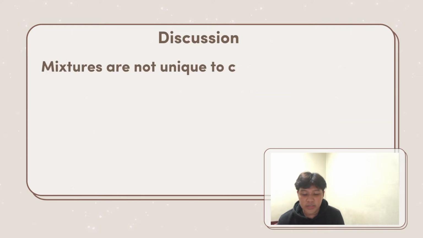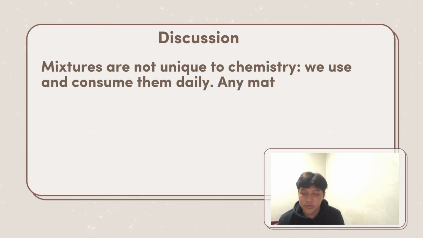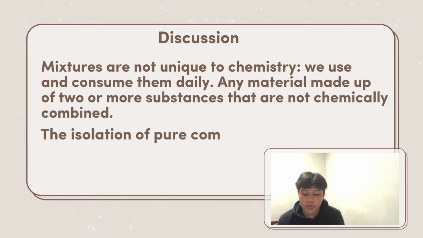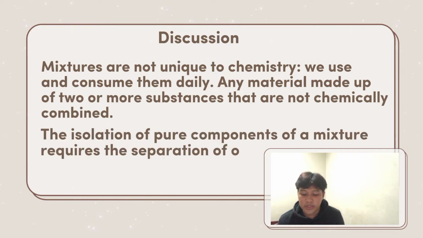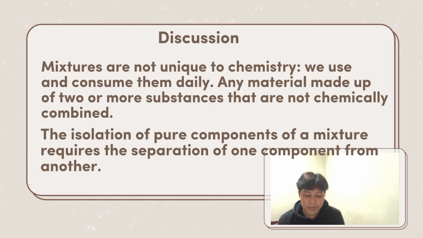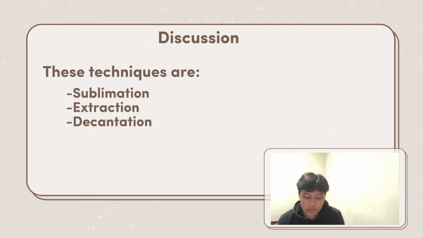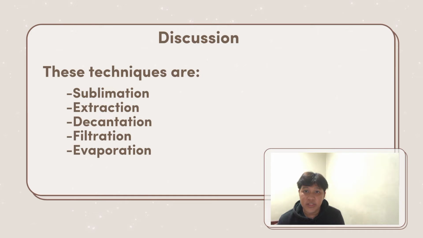Mixtures are any material made up of two or more substances, and we use and consume them daily. Everything we see is composed of two or more substances, or mixtures. The isolation of pure components of a mixture requires the separation of one component from another. Chemists developed techniques that separate components from one another. These techniques are sublimation, extraction, decantation, filtration, and evaporation.